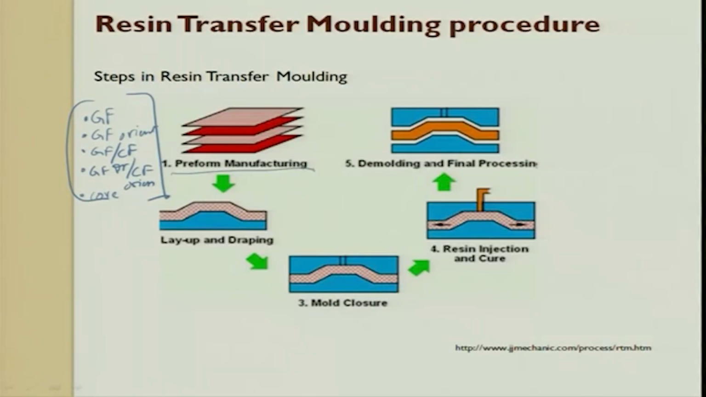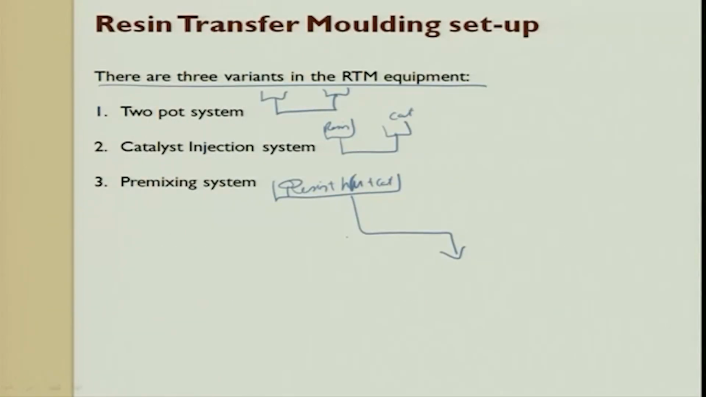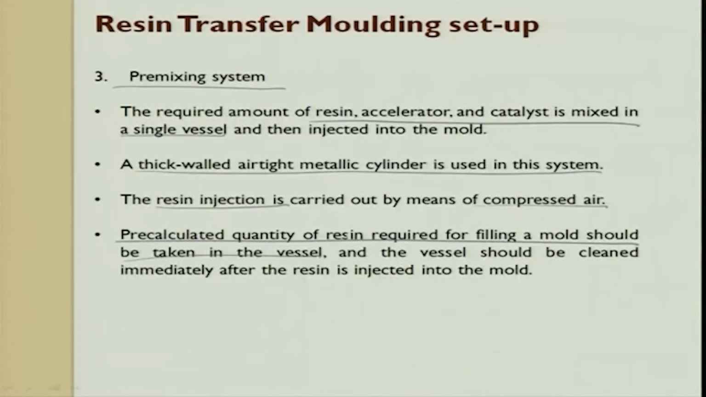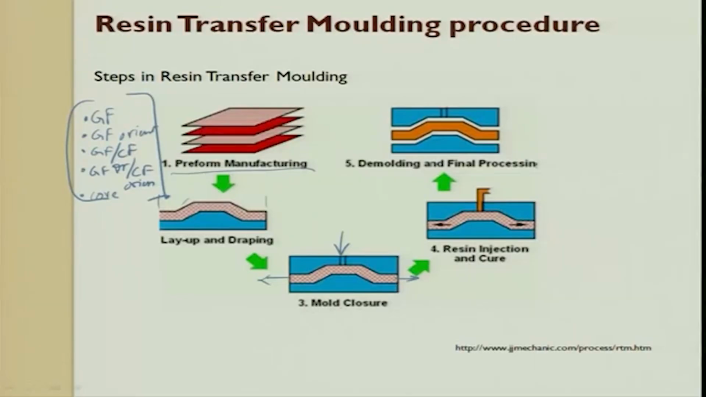This is placed inside the die. Then the layup is done and then you do a drape. What is drape? You have a die, you place the fiber, and on top of it you close the mold, giving a shape to the fiber. So, that is drape. The mold is closed. Once the mold is closed, here is vacuum, here is vacuum, here is resin transfer. The resin transfer can be done by the three variants: a pot system, catalyst injection, or premixing. You can use any of those.